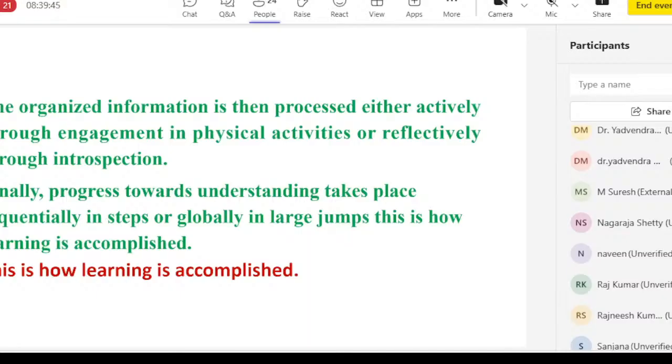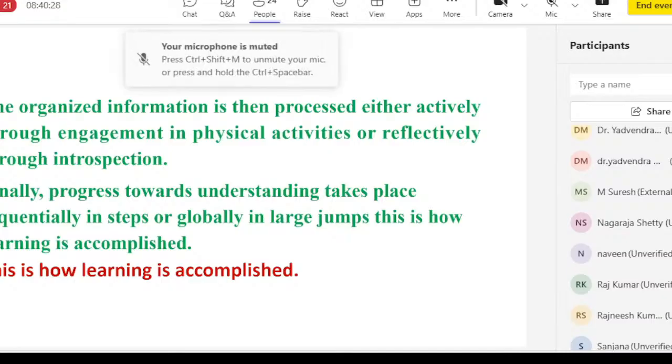Now, after you have gathered this organized information, inductively or deductively, it will be processed either actively, which means through engagement in the classroom or anywhere, in physical activities, or reflectively through introspection. So if you do something, that is the active way. If you do not do anything, but simply listen and see what is going to happen, and you learn it by hunches or intuition, through your introspection, that is another way of organizing.